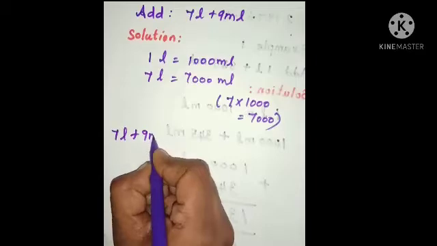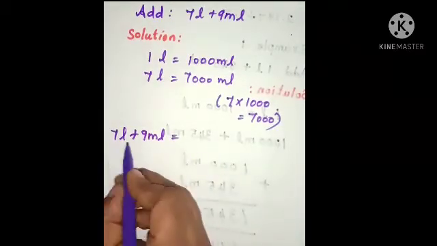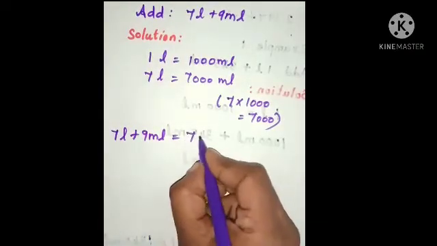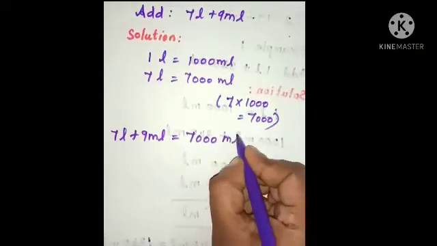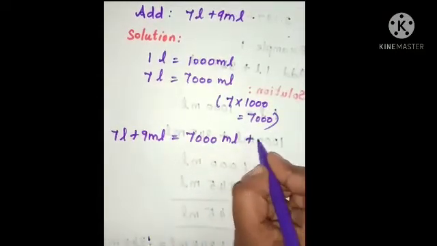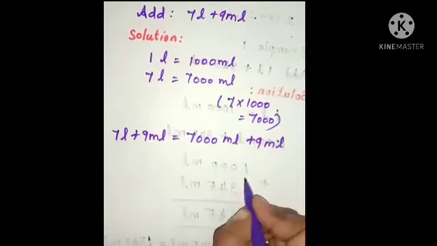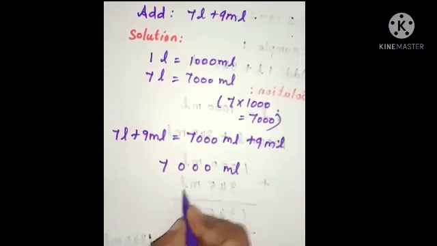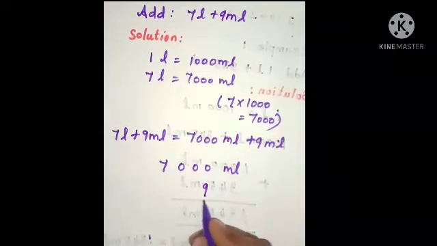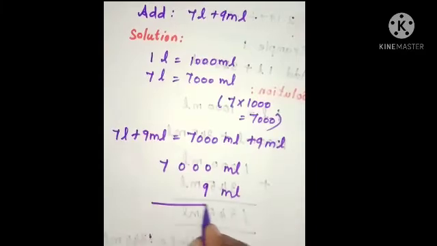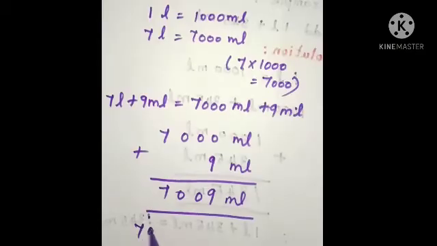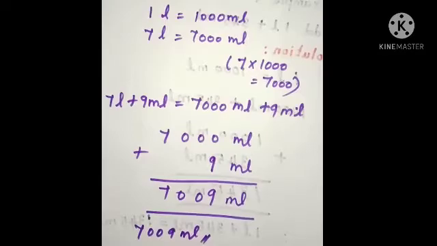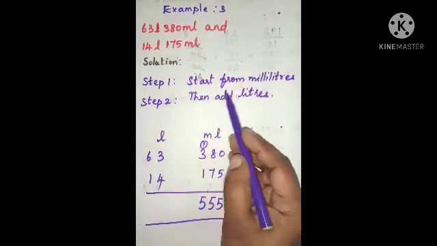7L plus 9ml is equal to 7L. In place of 7L, we can write 7000 milliliter plus 9 milliliter. Now adding these two values. 9, only one's place is there. Now adding these two values we get 7009 milliliter.